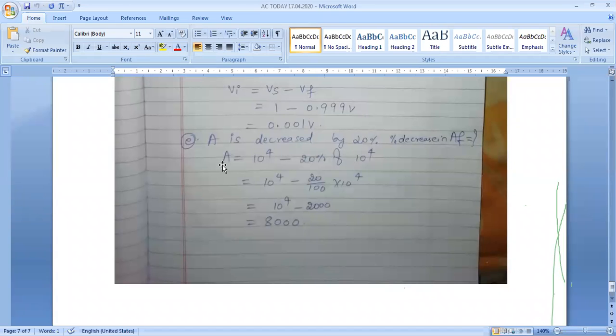Here, A was initially 10 raised to 4. So minus 20% of 10 raised to 4. How are we writing it? 20 divided by 100 into 10 raised to 4, that will become 2000. So 10 raised to 4 minus 2000 will give you 8000. Suppose A equal to 8000 instead of 10,000, you have to find out the percentage decrease in AF.